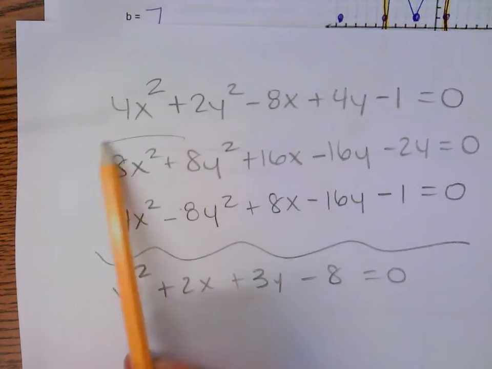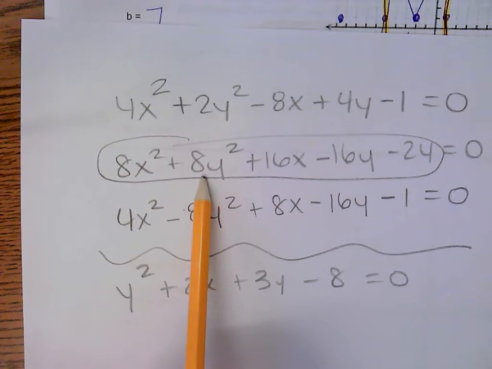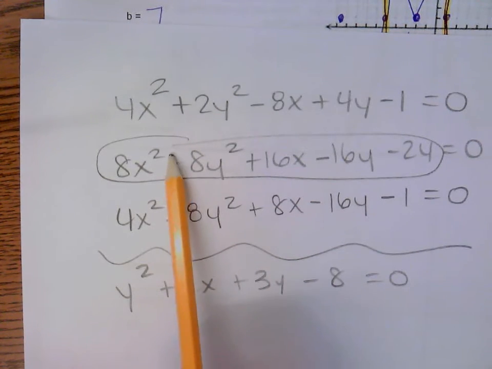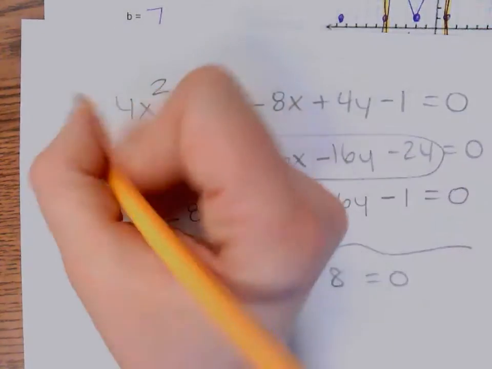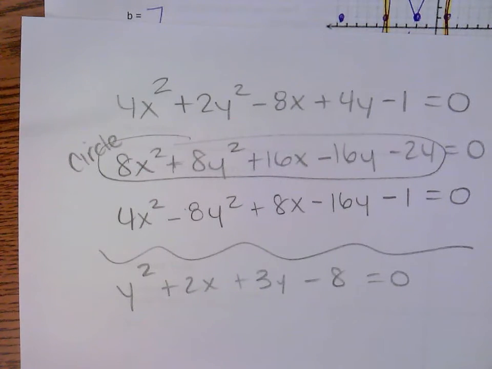All right, so this is a circle. Do you see that? Because these have the same coefficient, and I could just divide through by 8 to start the problem. There is a plus sign. They have the same coefficient. So that's my circle. All right, which one's my ellipse and which one's my hyperbola? How could you tell?